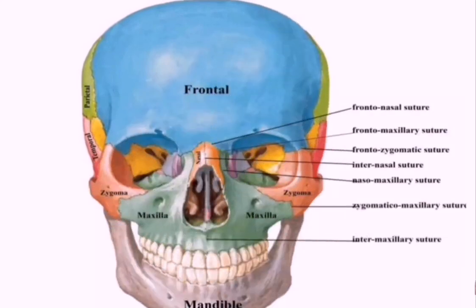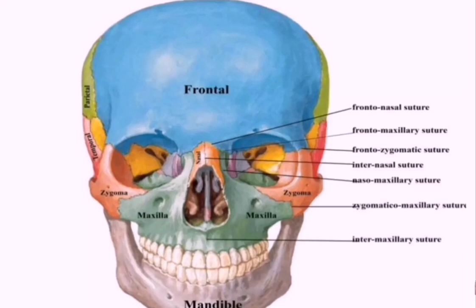In the frontonasal, the frontal and nasal bones are connecting. In the frontomaxillary, the frontal bone is connecting with the maxilla. Frontozygomatic, the frontal bone is connecting with the zygomatic bone. Internasal is between the two nasal bones of the nose. The nasomaxillary is between the nasal bone and the maxilla.